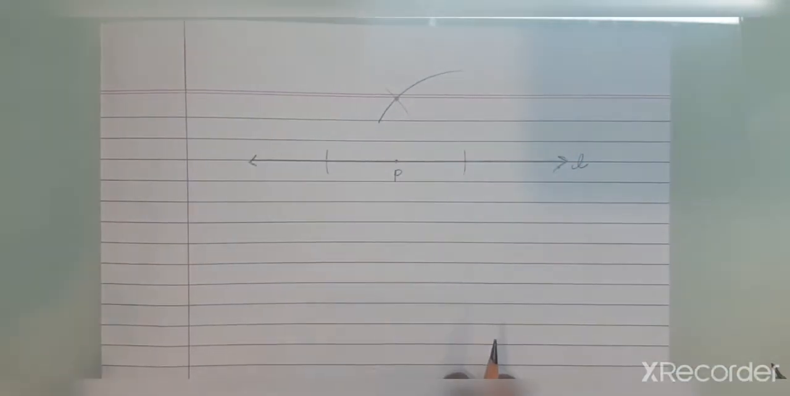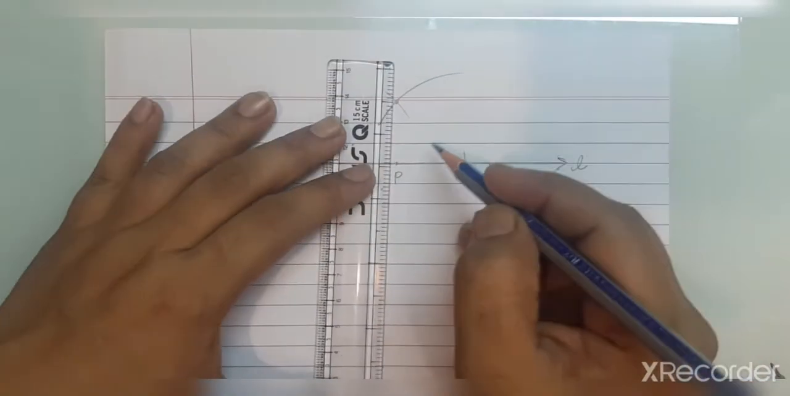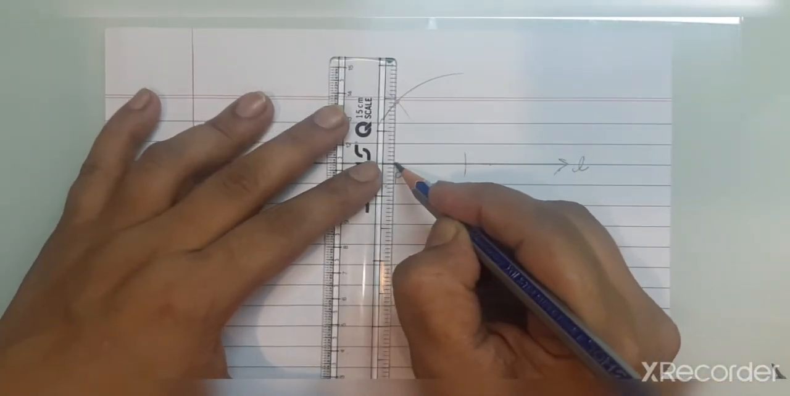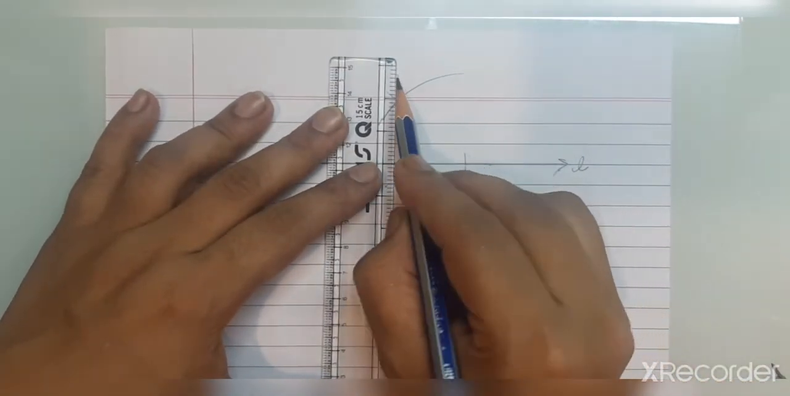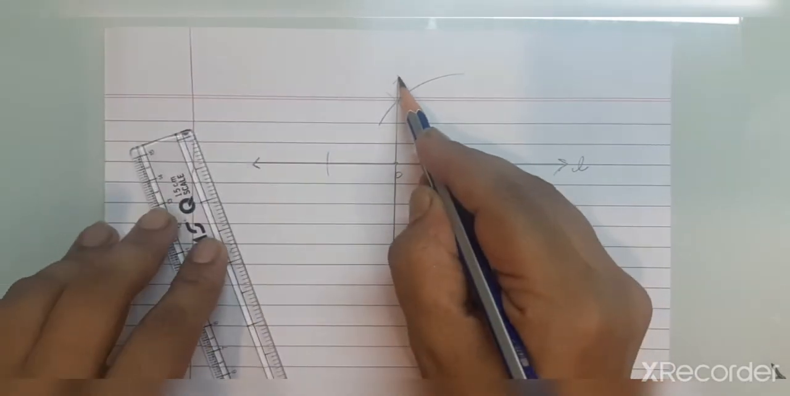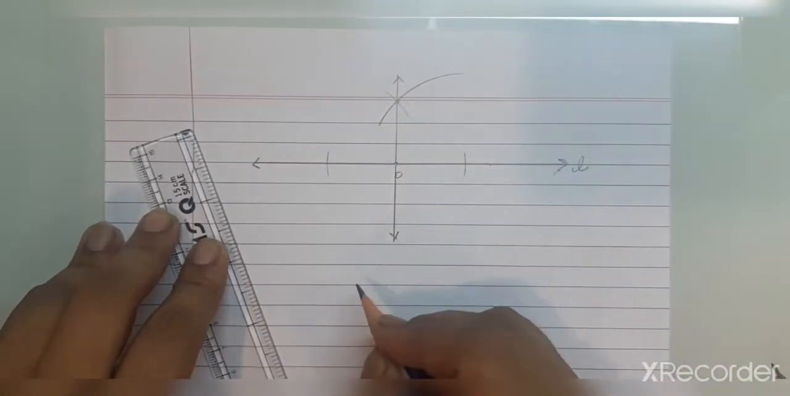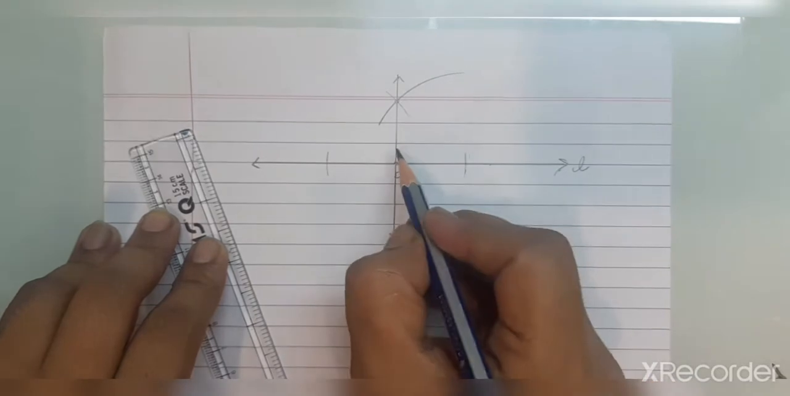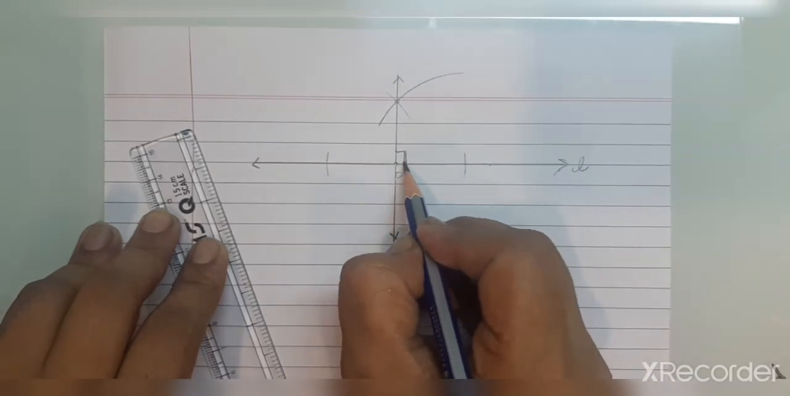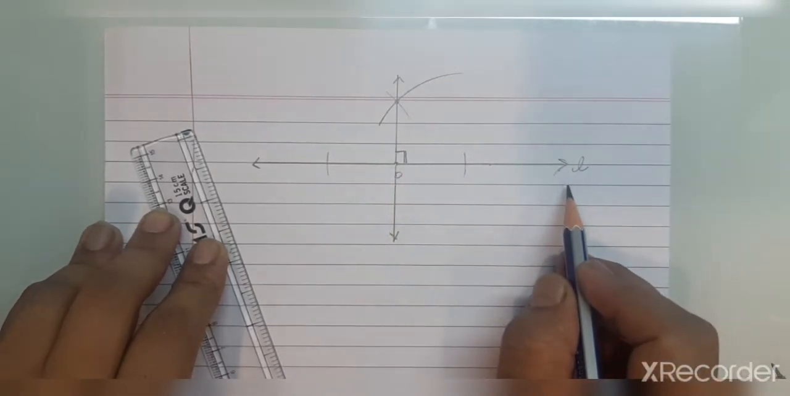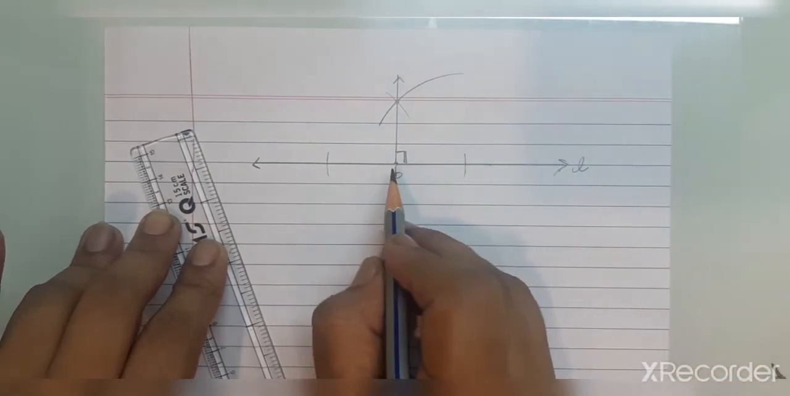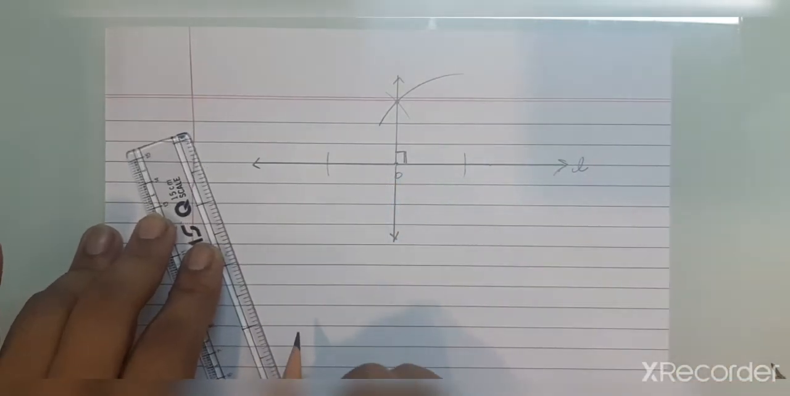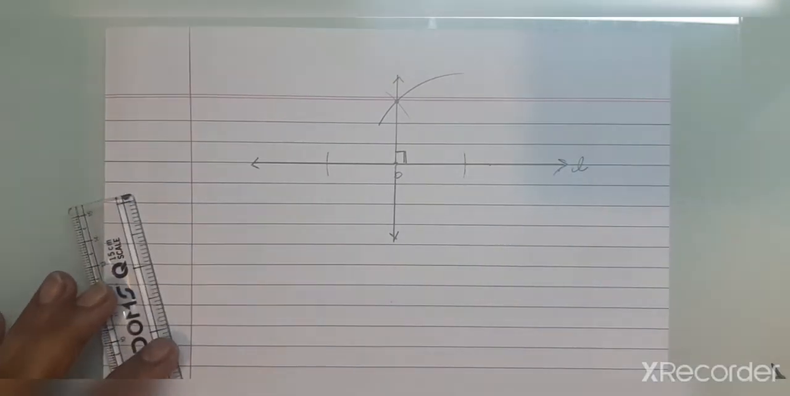And we just have to join this intersection of the arcs and this point P. You can see here, this is the line which is perpendicular to the line L, and it is at point P. I hope this is understood.